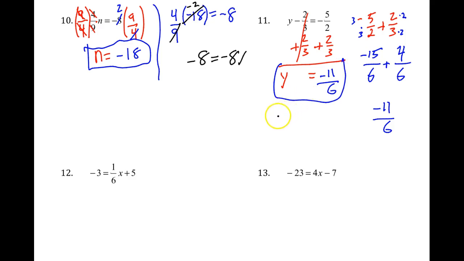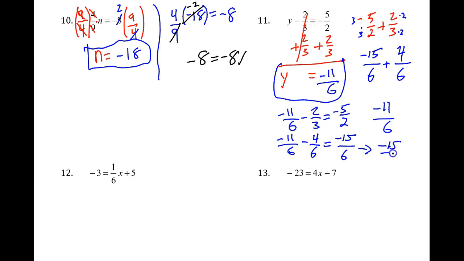And we can do a check. Negative 11 over 6 minus 2/3. Does that equal negative 5 over 2? Again, we need common denominators of 6. So we'll have negative 11 over 6 minus 4 over 6. Negative 5 over 2 equals, times what, 3? Negative 15 over 6. Yeah, and sure enough, negative 11 minus 4 is negative 15. So we will get negative 15 over 6 equals negative 15 over 6.